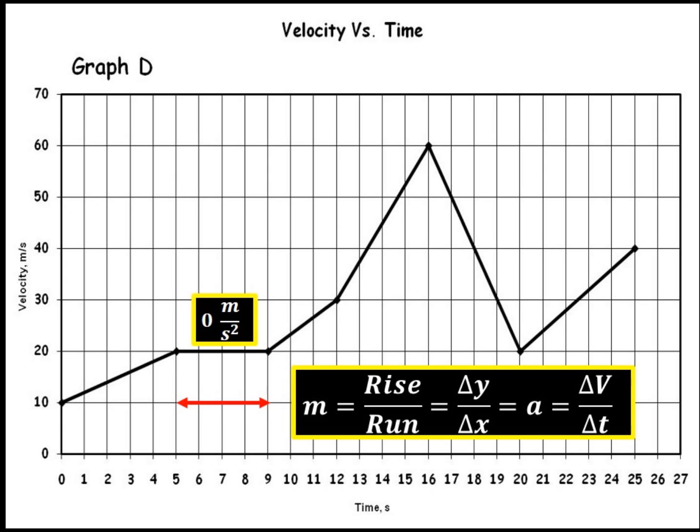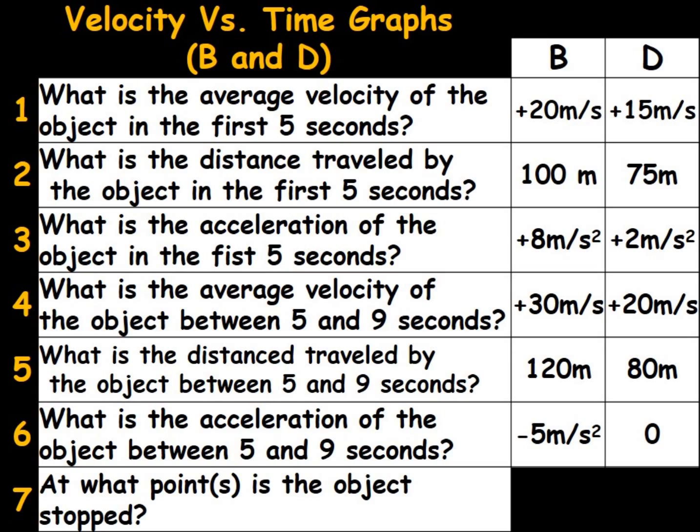Now, make sure you understand the three things. The distance is the area under the curve, the average velocity, and the acceleration is the slope of the line. Here I have -5 meters per second squared and 0. Now, at what points is the object stopped? At what points or point is the object stopped? In other words, it's not moving.